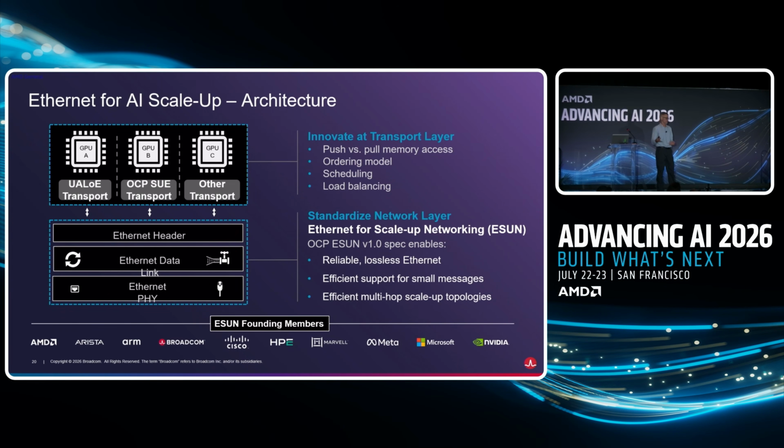It really speaks to how quickly we're bringing this to market, just the draw from the market to use Ethernet for scale-up. That 1.0 spec enables reliable lossless Ethernet, efficient support for small packets, and then efficient multi-hop technologies. The founding members of ESUN are shown on the bottom here, which of course include AMD and Broadcom. So really we're seeing across the industry that companies want to standardize on Ethernet as the networking layer, but again, they want to innovate at the transport layer.